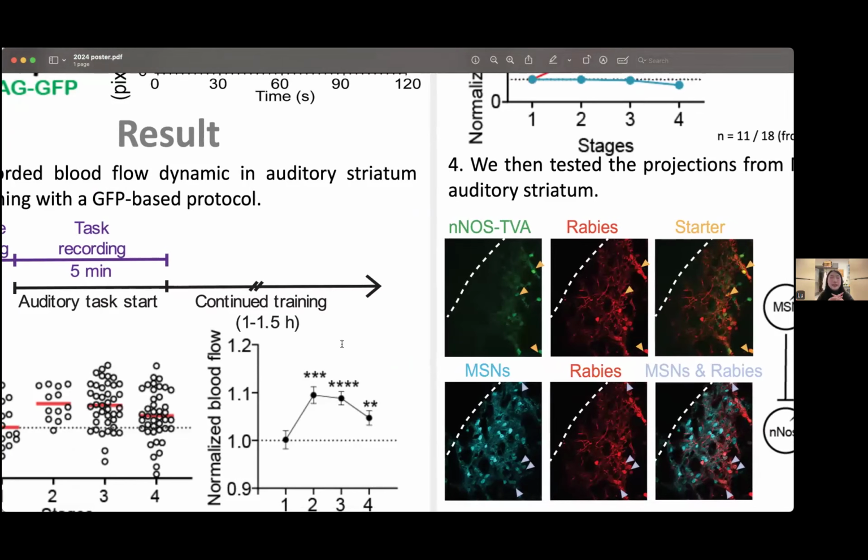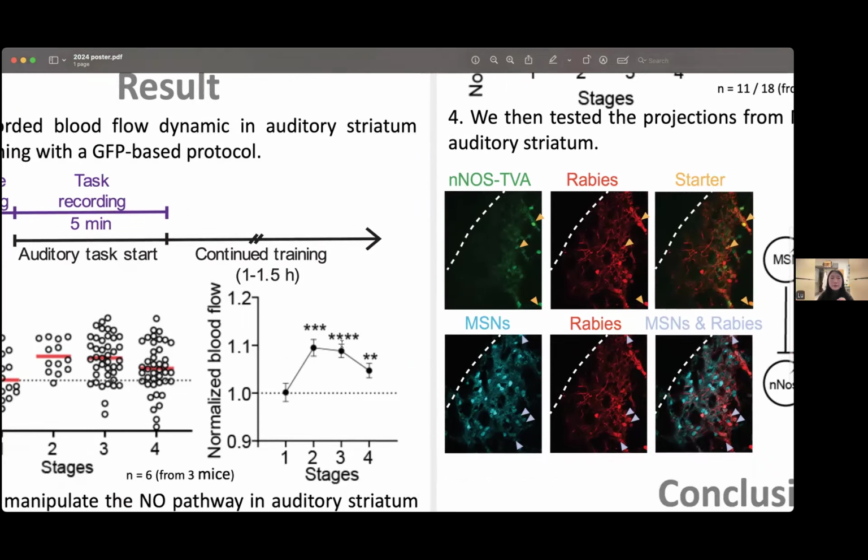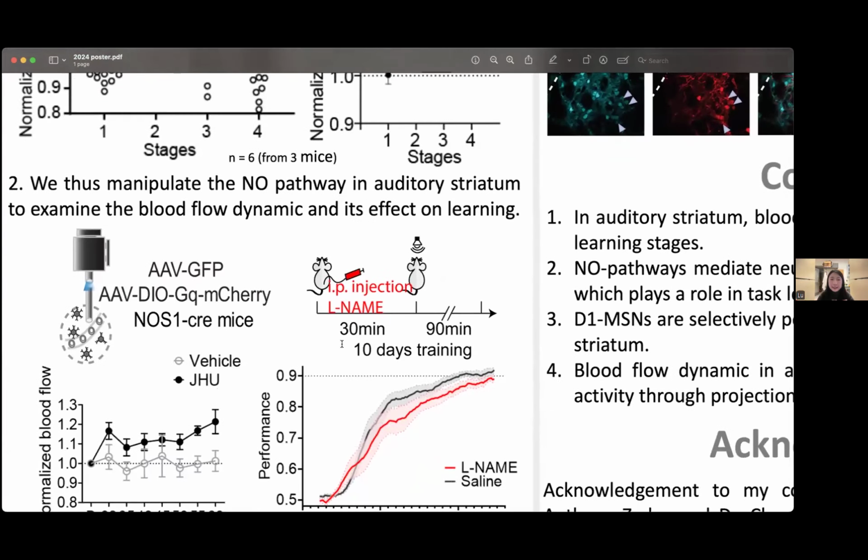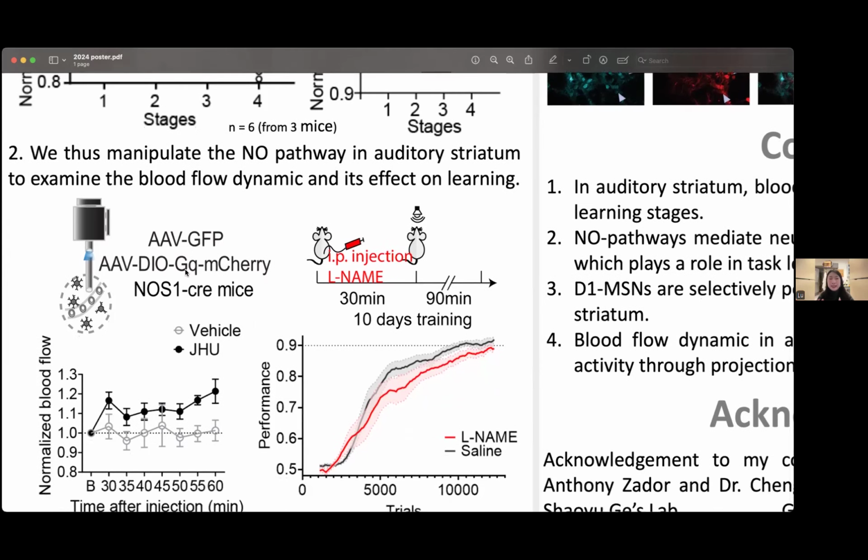So this means there's going to have to be another player between these two, between the blood flow and the D1 medium spiny neuron. So here we introduced another group of neurons in striatum, which is the nitric oxide, the NOS1 positive interneurons. This type of interneuron will release nitric oxide, which is a vasodilator. We want to know whether in striatum, these NOS1 positive interneurons could be the mediator for blood flow. So here we expressed the chemogenetic tool, the Gq, which could activate a specific type of neuron, in NOS1 Cre mice. So we can selectively activate the NOS1 positive interneurons.